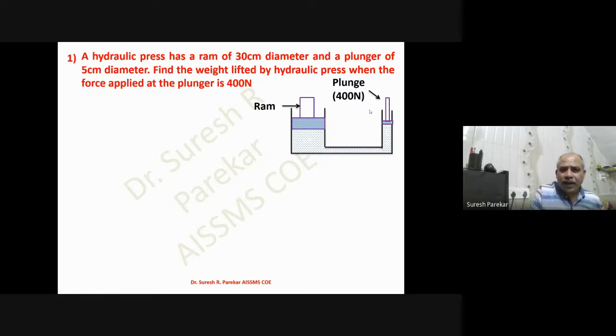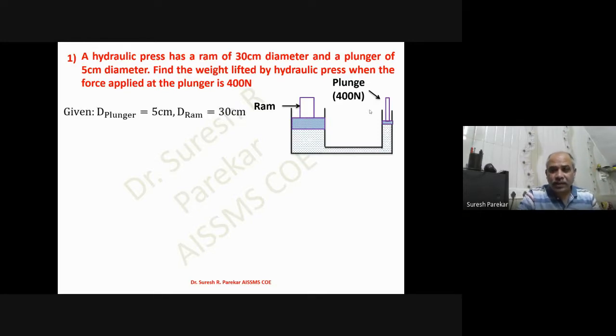The force that is applied at the plunger is given as 400 Newton. Now the diameter of this plunger is given as 5 centimeter. So we have force that is 400 Newton, and then we can find the area, which is equal to pi by 4 into 50 square. That is, we are going to convert this centimeter into millimeters.